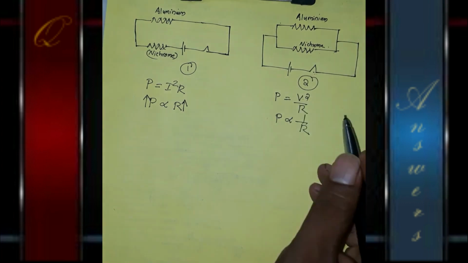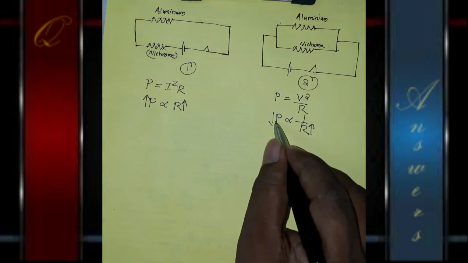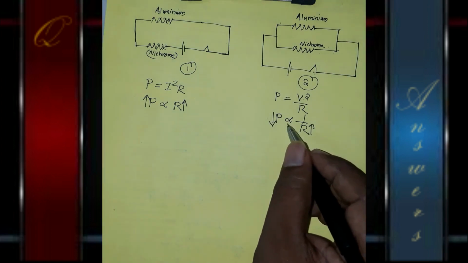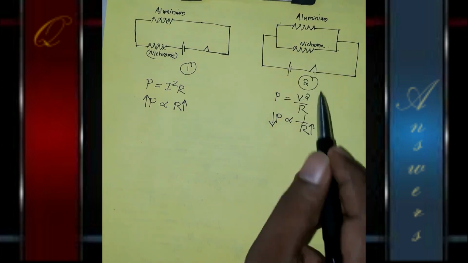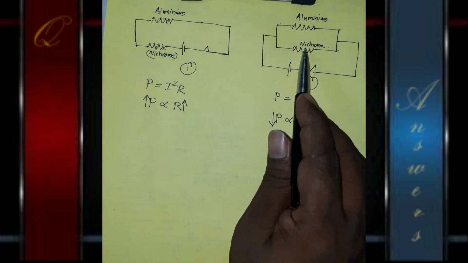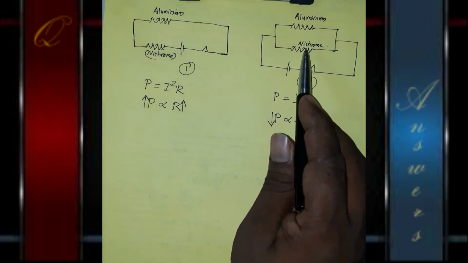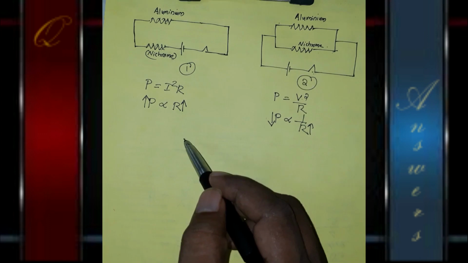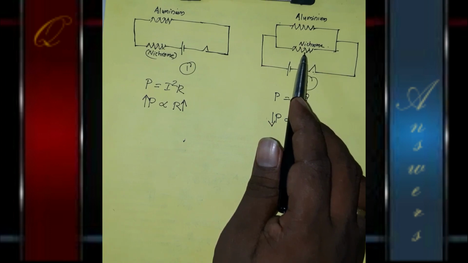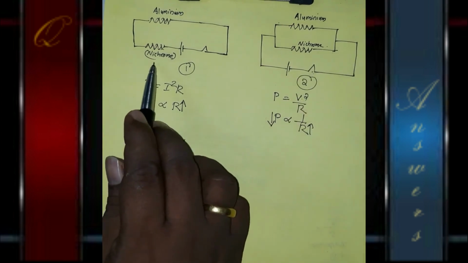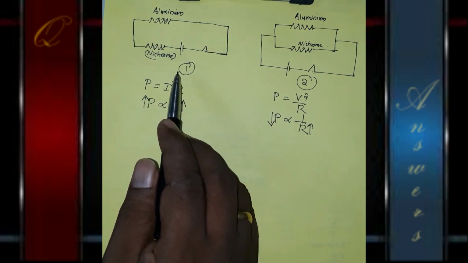From this equation, V is constant, which means that if resistance is more, the power will be less, or less heat will be produced in 1 second. Here nichrome has more resistance, so less power will be here, which means that less heat will be produced in 1 second. The question is, in which circuit does the nichrome wire get heated more? Here the heat developed is less. Here the heat developed is more. So the answer is, in the first case, more heat is produced in nichrome.